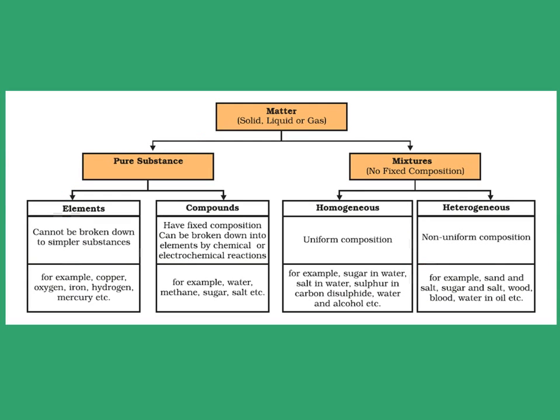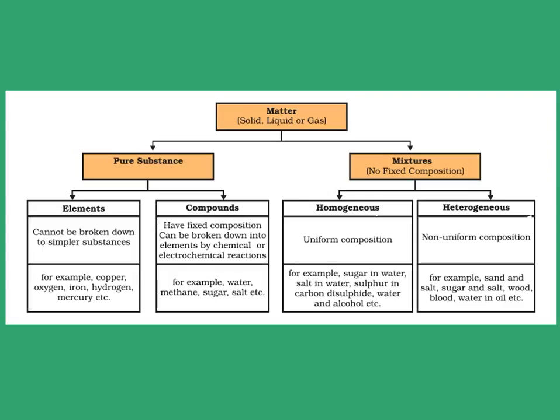Matter can be divided into pure substances and mixtures. Pure substances can be further divided into elements and compounds. And mixtures can be further subdivided into homogeneous and heterogeneous. The property of elements is that they cannot be broken down into simpler substances, for example copper, oxygen, iron, hydrogen, mercury, etc. The property of compounds is that they have fixed composition and can be broken down into elements by chemical or electrochemical reactions. Examples of compounds are water, methane, sugar, salt, etc.